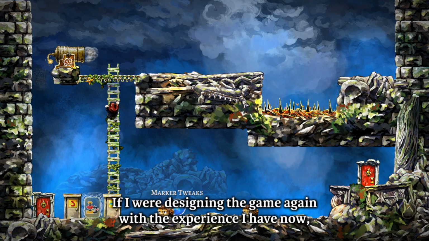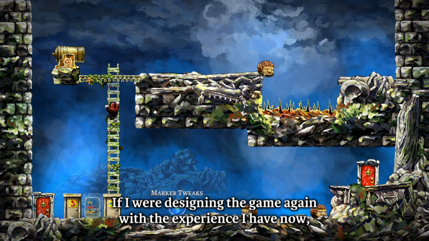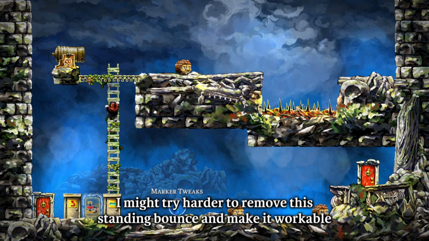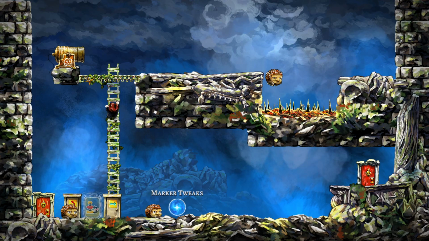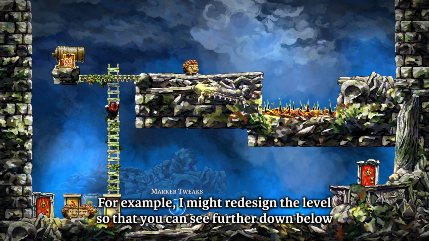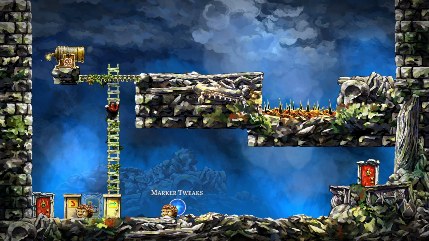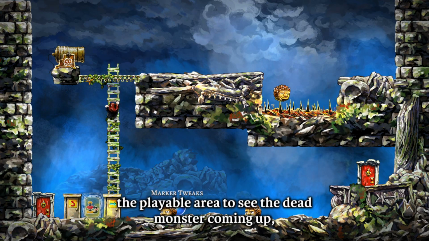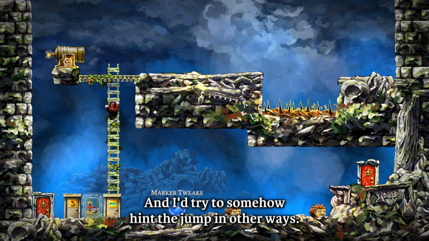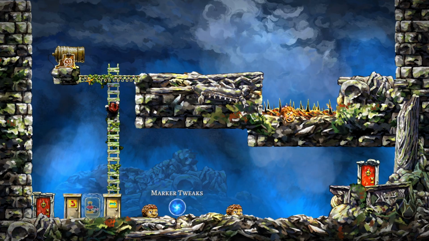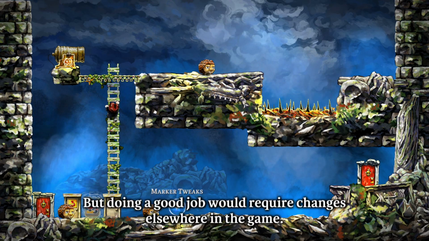If I were designing the game again with the experience I have now, I might try harder to remove this standing bounce and make it workable that we require the player to jump. For example, I might redesign the level so that you can see further down below the playable area to see the dead monster climb up, which itself would be suggestive that you should jump on it. And I'd try to somehow hint the jump in other ways. But doing a good job would require changes elsewhere in the game.